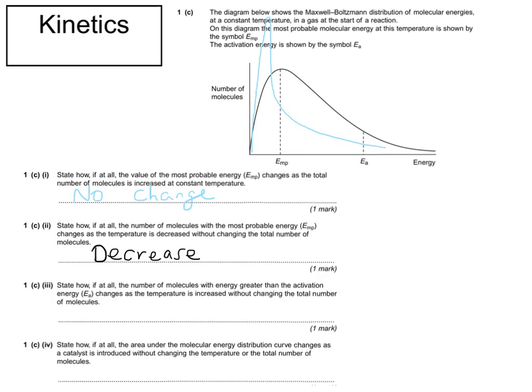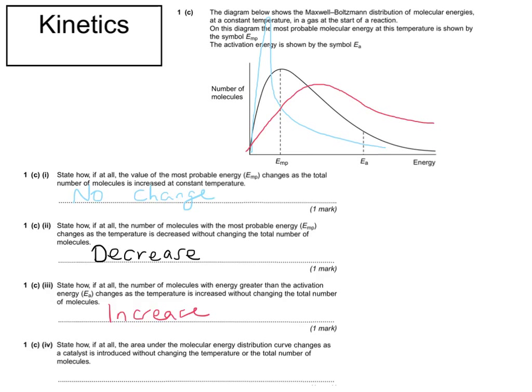Then, next question, state how, if at all, the number of molecules of energy greater than the activation energy changes as the temperature is increased without changing the total number of molecules. So again, just draw what will happen to the graph on the graph. So draw the new curve. The temperature is increased, so it moves further to the right, and the line gets higher than the activation energy. So here, the number of molecules of energy greater than the activation energy will increase. There's many more molecules there, and so you can write that in.